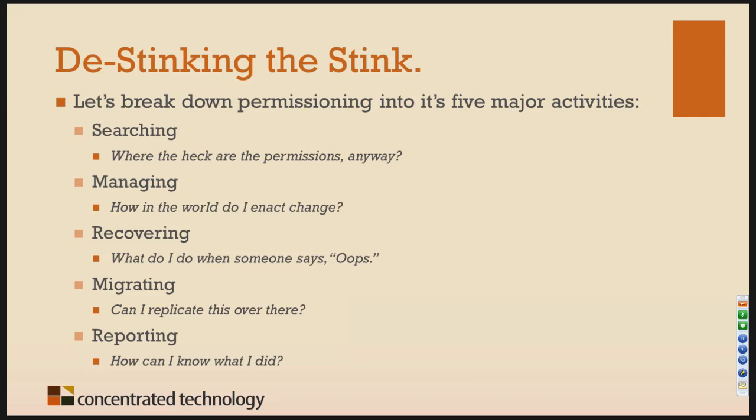And most importantly, too, is just reporting. How you can figure out what you did, and how you can know, if you left for an hour and came back, that somebody hasn't undone whatever you've accomplished. So these are, at least as I see it, the five major activities that are associated with permissioning these days.